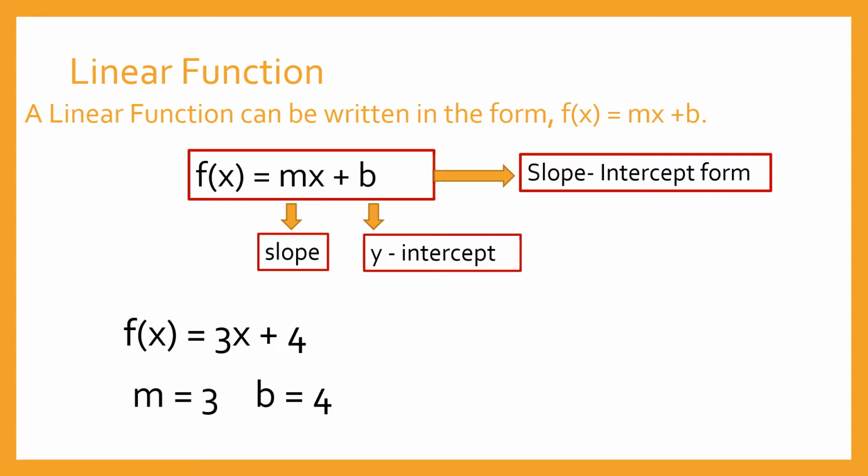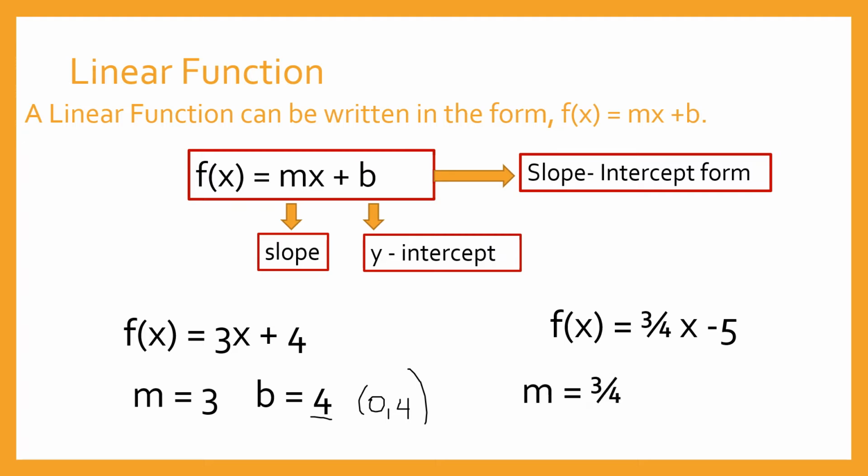What does y-intercept mean? It means the graph crosses the y-axis at 0, so x is 0 and y is 4, or the value of the y-coordinate is 4. Now, if I have f of x is equal to 3/4 x minus 5, m is what we call the slope, and that is 3/4. And b, or y-intercept, is equal to -5.